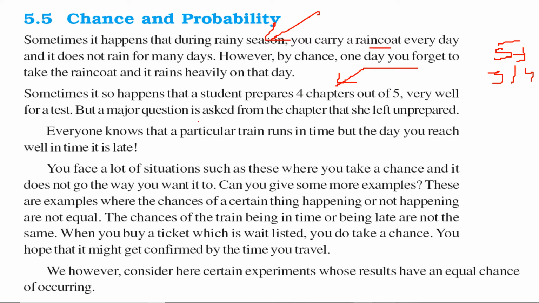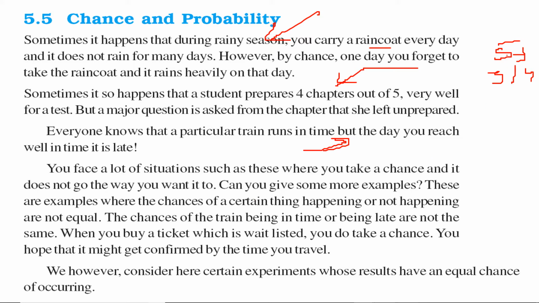So everyone knows that a particular train runs on time, but you reach late. That may happen. So these are all examples of chance. You may get it, you may not get it. You cannot say beforehand whether it is going to happen or not.